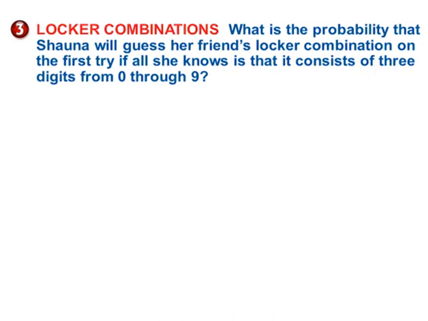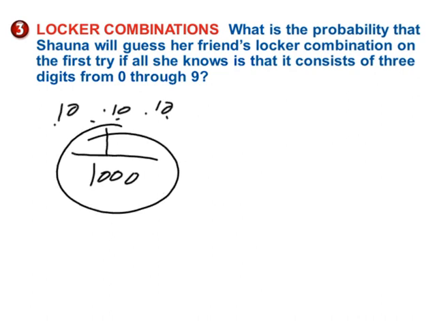What is the probability that Shauna will guess her friend's locker combination on the first try? All she knows is it consists of 3 digits, 0 through 9. So there are 10 numbers to choose from for the first digit of the combination. There are 10 to choose from on the second, and 10 to choose from on the third. So 10 times 10 times 10 is 1,000, and she has a 1 in 1,000 chance of getting it right on the very first pick.